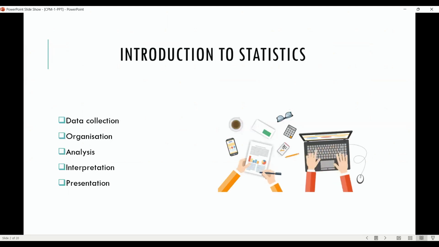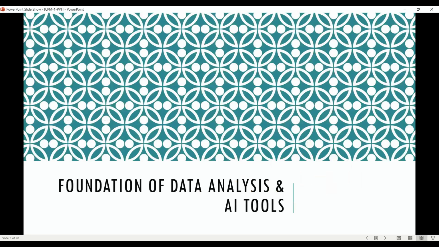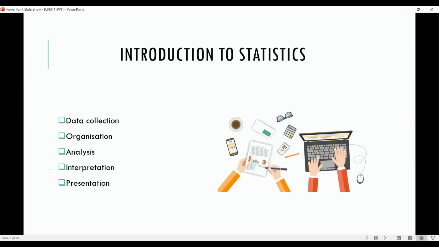So before getting into the topic, I just wanted to give a glimpse of what this data analysis is all about, what this data analysis is done for, and how to make interpretation using AI. So this is the core topic here. That's what I'm going to talk about: the foundation of data analysis and AI tools.